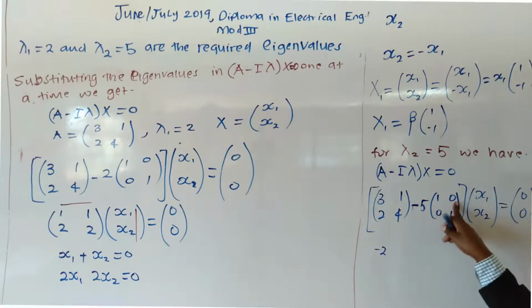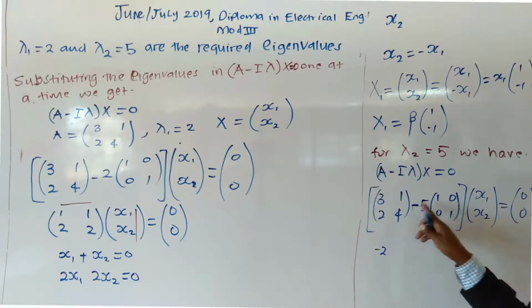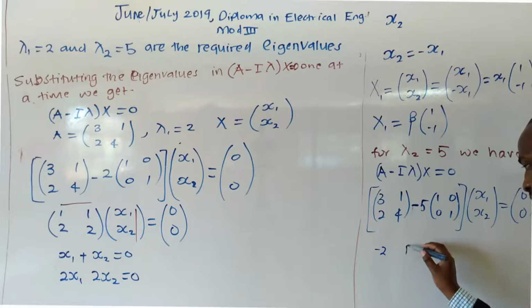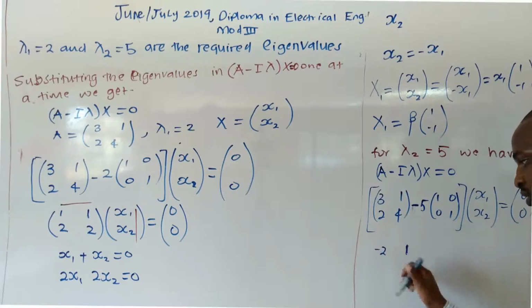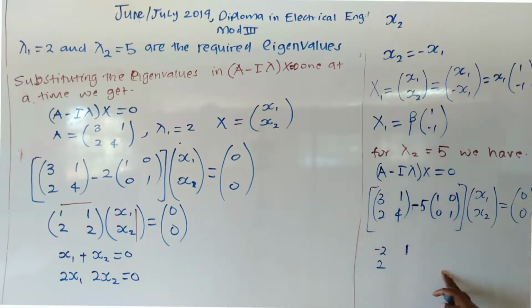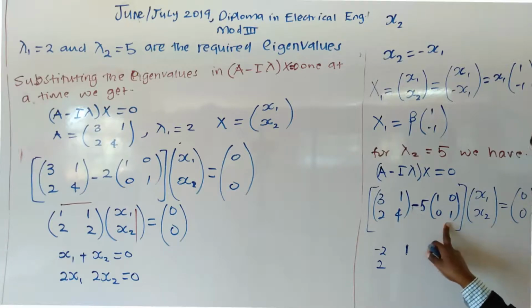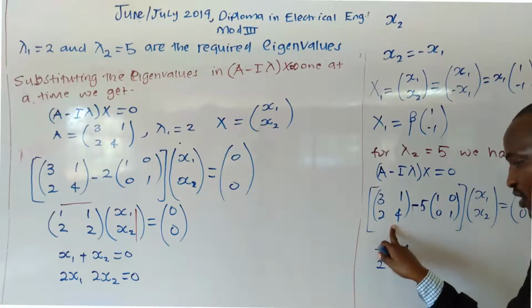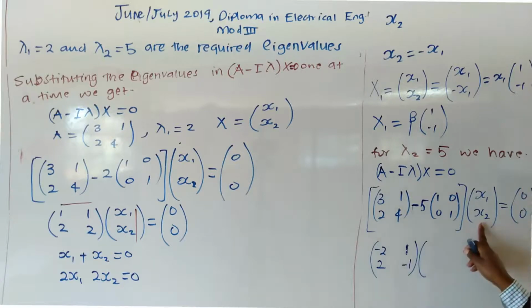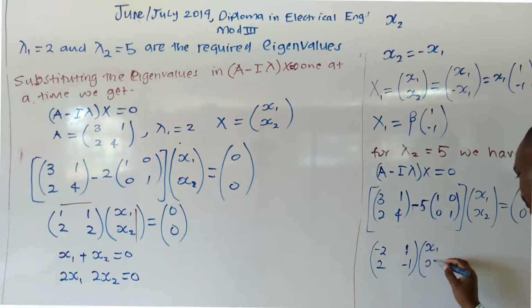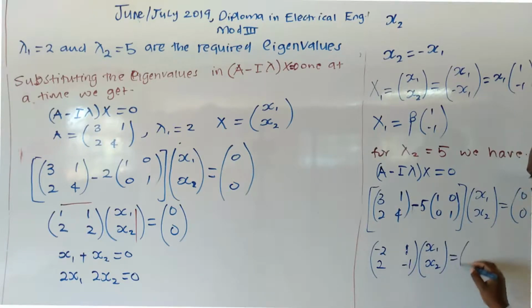Then 5 times 0 is 0. Subtract that from 1, it is 1. 5 times 0, 0. Subtract that from 2, it is 2. 5 times 1, that is 5. Subtract that from 4, it is negative 1. Multiply this by the column vector x1, x2, which is equal to 0, 0.